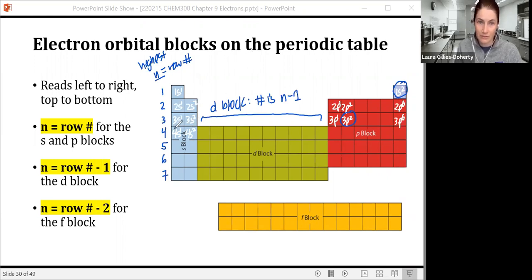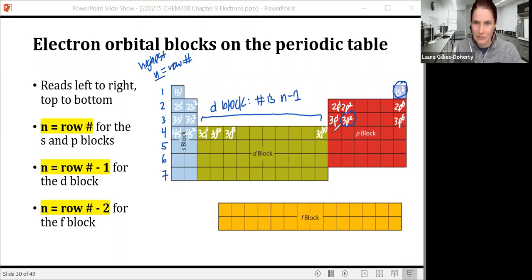So we were in the n of 4 period. So this would actually be a 3D block. So 3D1, 3D2, 3D3, all the way up to here. And remember, the D orbital subshells can hold up to 10 electrons. So this would be 3D10, and now that one's filled.